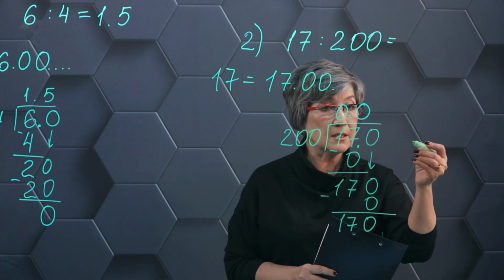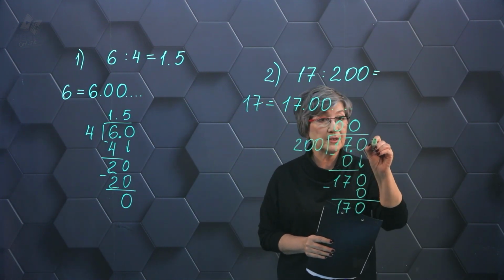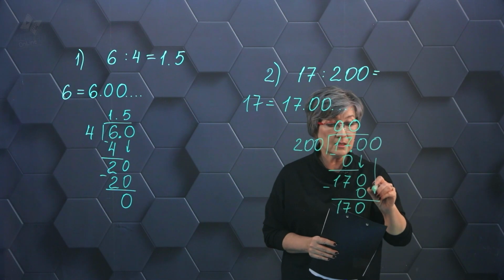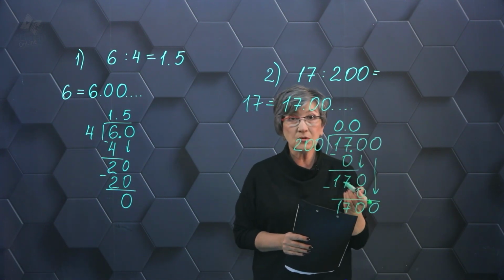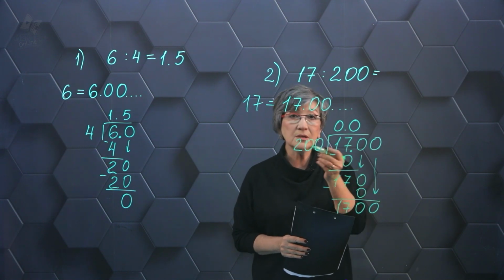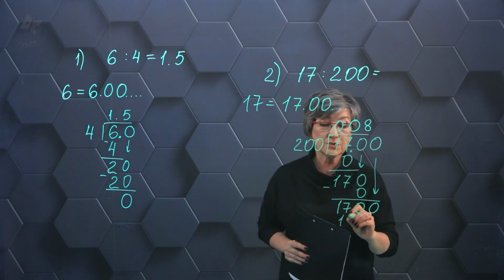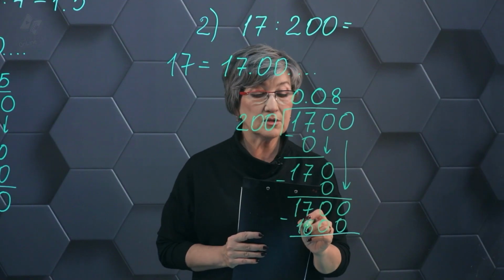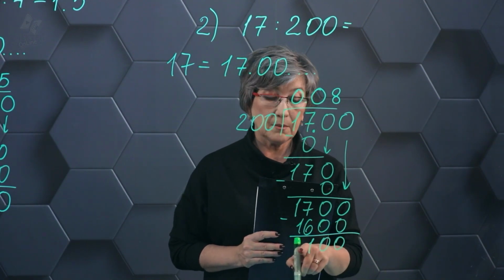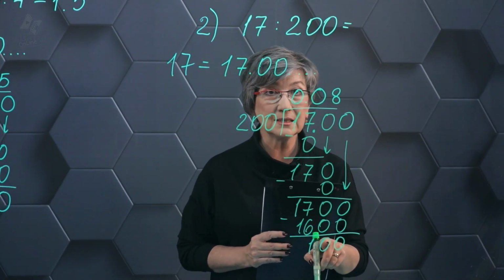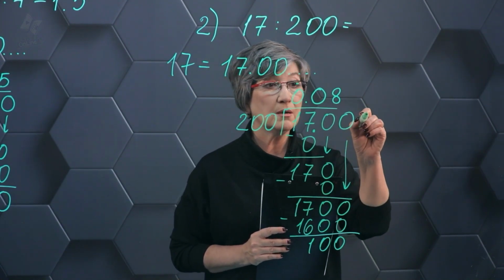Then there are no more digits. But we see that we can put as many zeros as we want. So I add another 0. And I bring it down. 1,700 divided by 200. Well, here I can divide 1,700 by 200. I have to take 8. 8 times 200. That would be 1,600. And subtract 1,600 from 1,700 and I have 100. I note that the remainder is not 0, it's 100. So I need to write down another 0. So I'm going to add another 0 here.